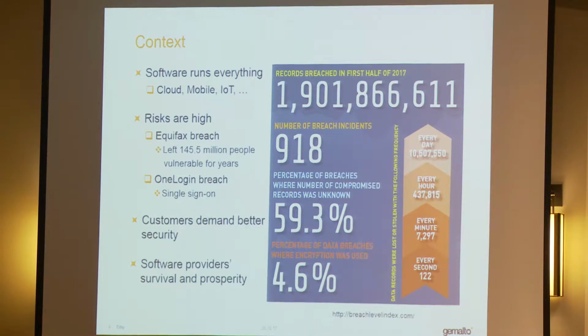And recently, we experienced 145.5 million users affected because of the Equifax breach. You can also see this is the Breach Level Index that Gemalto maintains. It is published every 6 months. In the very recent index, you can see we have almost 2 billion records breached in the first half of 2017, which is more than the number of breached records in the whole of 2016.